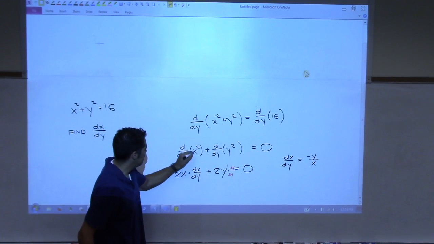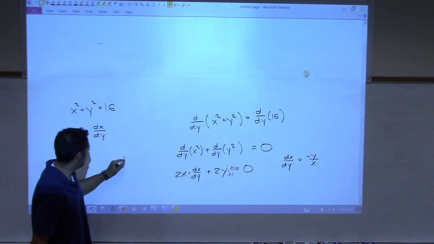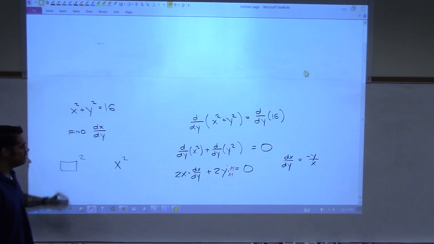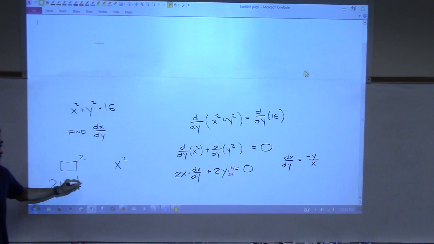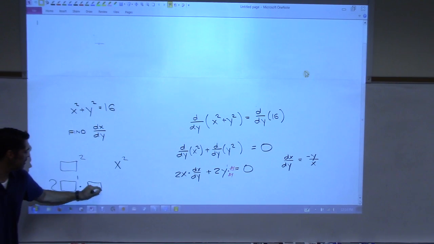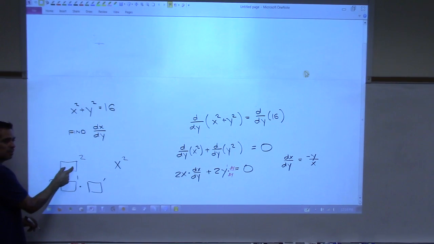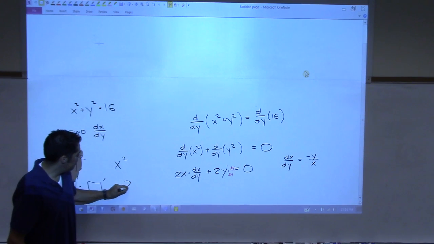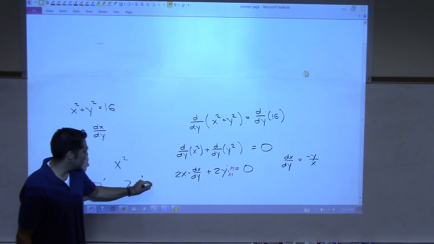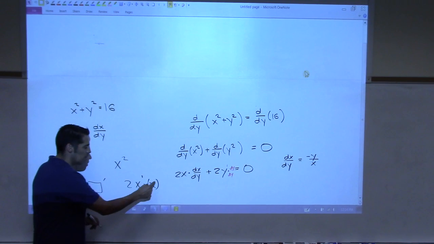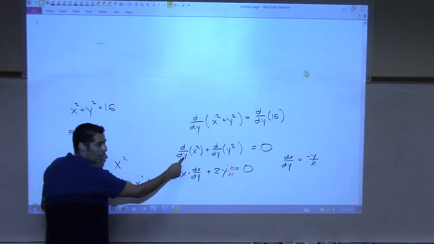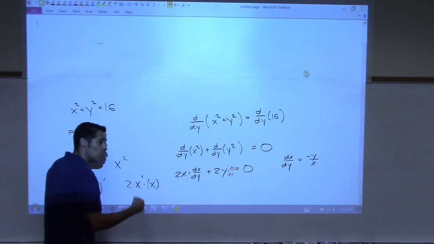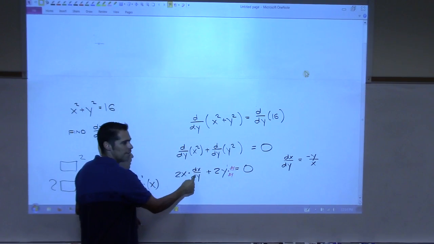Okay, so look at this x squared, right? x squared is really like something squared, right? How do we take the derivative of something squared? 2 times the something, now to the first power, times the derivative of what's here, the derivative of what was in this box. So when I do 2x to the first power, now I need to take the derivative of this piece. But with respect to what variable? y. So the derivative of x with respect to y is the derivative of x with respect to y.